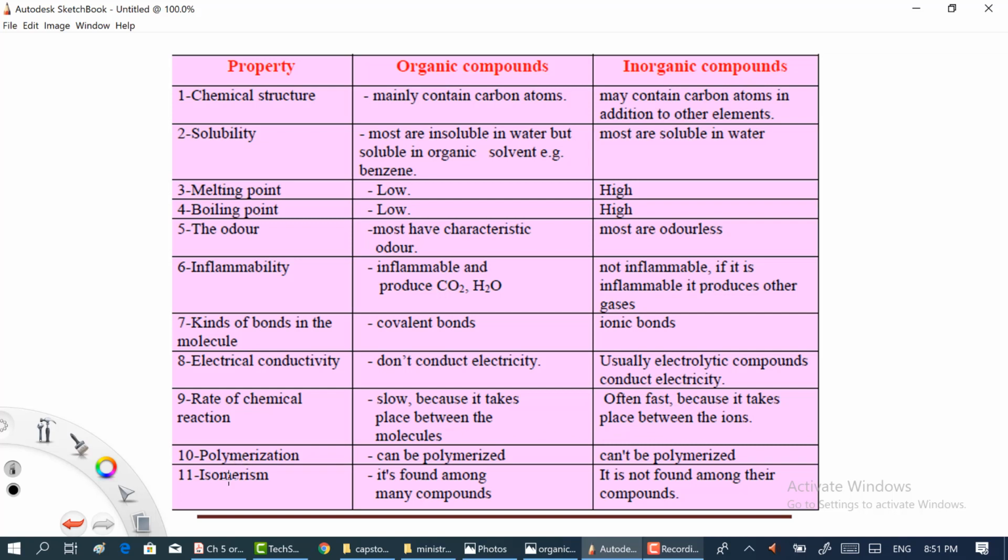Polymerization. What is meant by polymerization? We are going to talk about it in the third lecture. Polymerization means the condensing of molecules. Organic compounds can be polymerized, like in the form of plastic. Inorganic cannot be polymerized. Salt can't be polymerized. Isomerism is found in organic compounds, but it's not found in inorganic compounds.